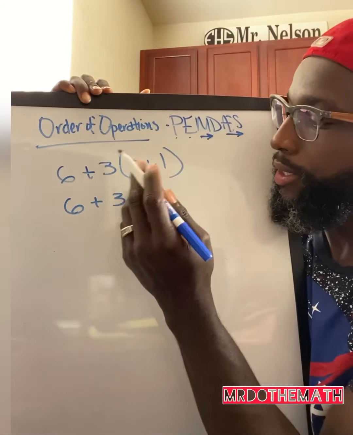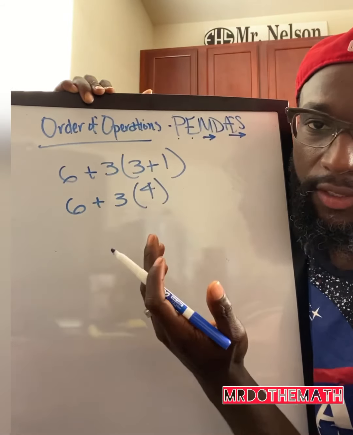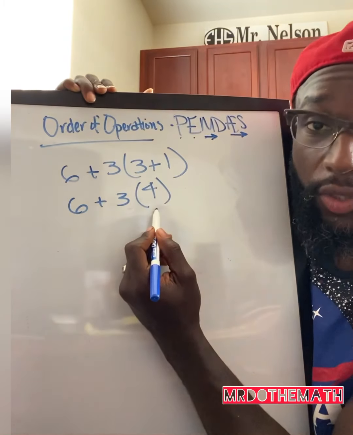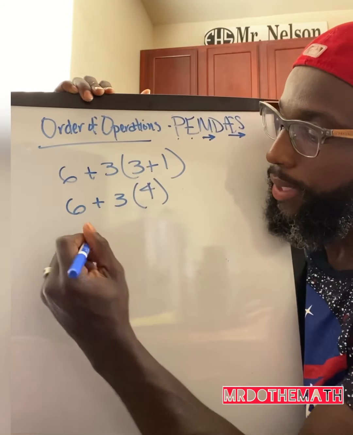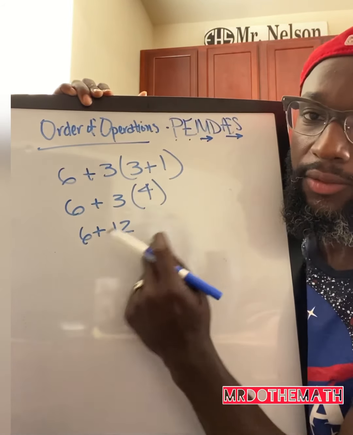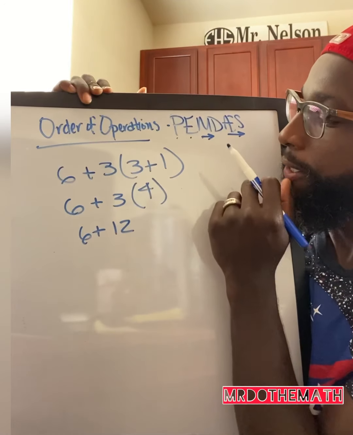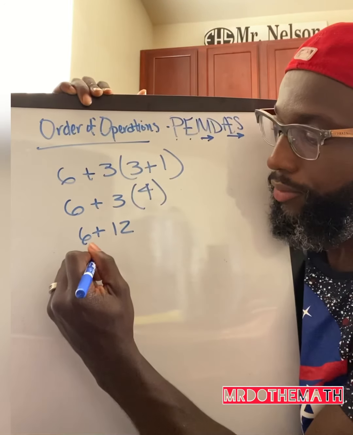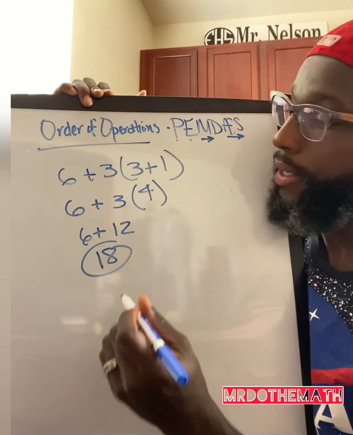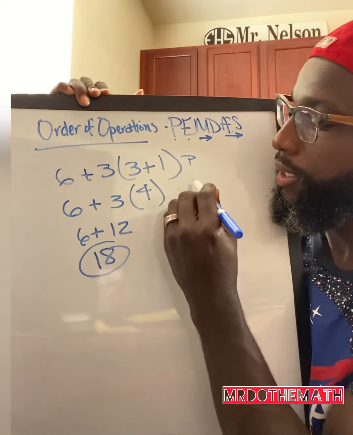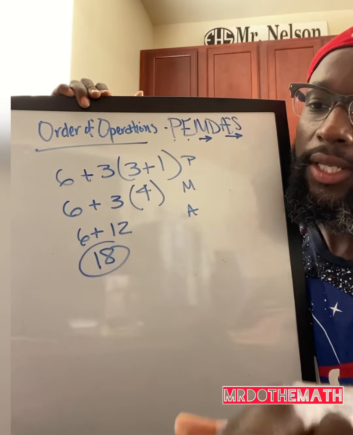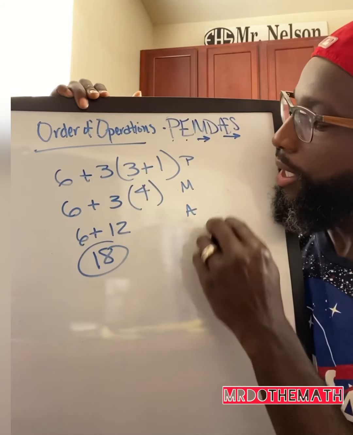There are no exponents, so we'll next look at multiplication and division. Well, it looks like we have multiplication here, 3 times 4, right? So we're going to multiply. So it'll be 6 plus 3 times 4, which is 12. And then finally we end with our addition part, which would give us 6 plus 12, which is 18, right? Again, the first thing we did was parentheses, then here we multiplied, then we added, right? That's the order that we had to go, right?